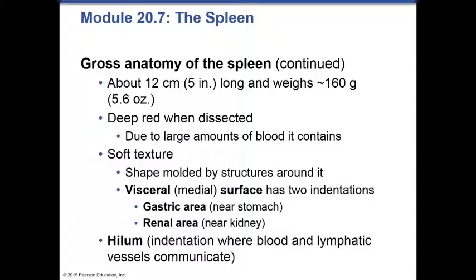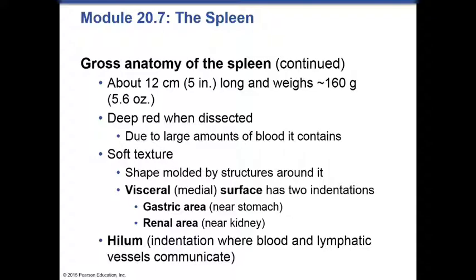So as I mentioned, there's a lot of blood going to the spleen, and because of that, when you're dissecting it, it'd be very deep red. It's very soft, and another word for that is very friable. It's really not the most intact type of structure, so it can be easily broken or broken down.